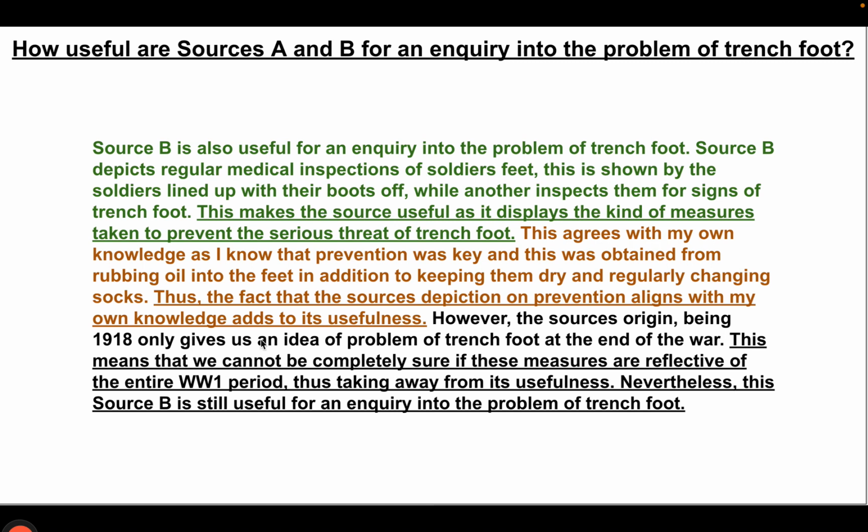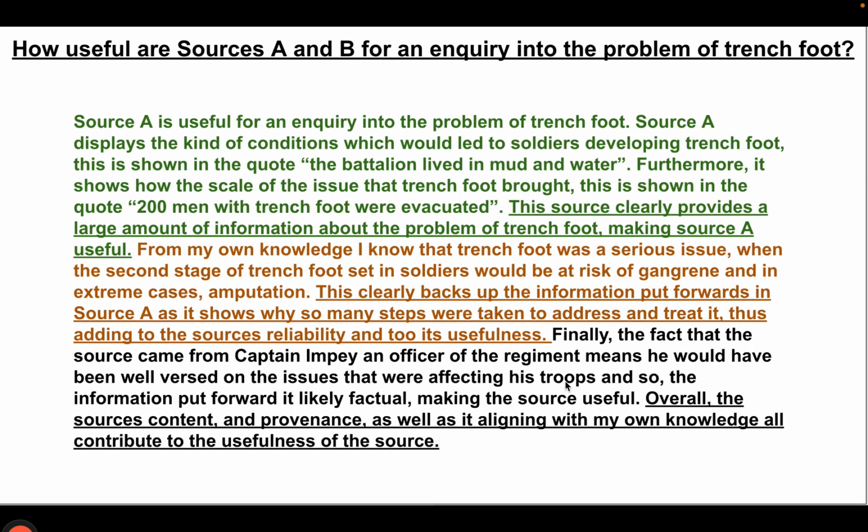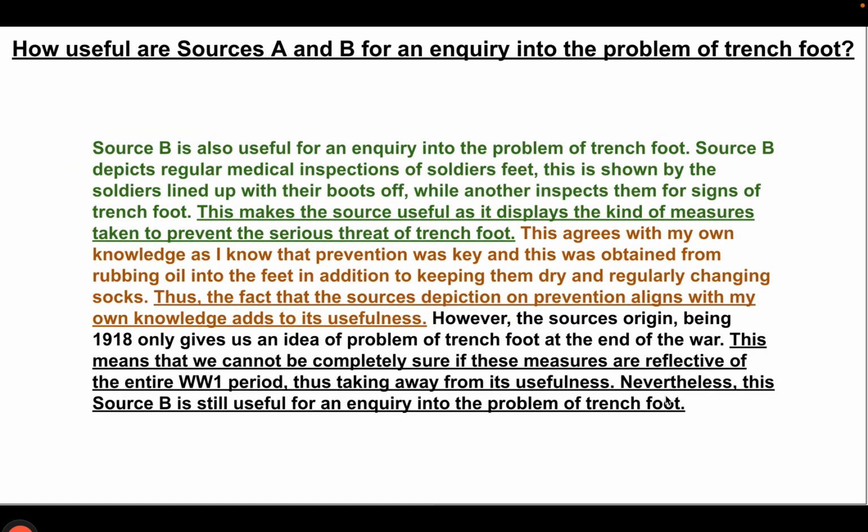However, the source's origin, being 1918, only gives us an idea of the problem of trench foot at the end of the war. This means that we cannot be completely sure if these measures are reflective of the entire World War I period, thus taking away from its usefulness. Nevertheless, this source B is still useful for an inquiry into the problem of trench foot. So with that, I've addressed content, own knowledge, provenance. I've linked it back to usefulness every step of the way, and because of that, I can walk out of that exam answering this question, getting 8 out of 8.